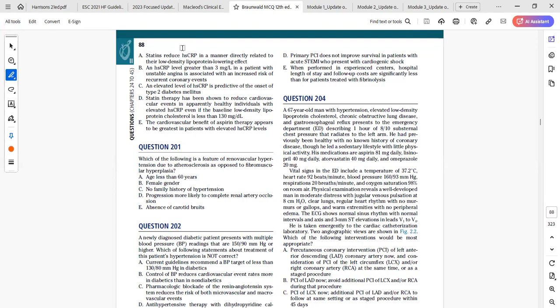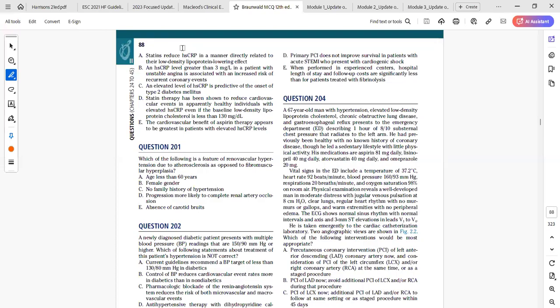So question 201 says, which of the following is a feature of renovascular hypertension due to atherosclerosis as opposed to fibromuscular hyperplasia? A, age less than 60 years. B, female gender. C, no history of hypertension. D, progression more likely to complete renal artery occlusion. Then E, absence of carotid bruit. So this question is asking for a feature that is more in keeping with atherosclerosis than fibromuscular hyperplasia.